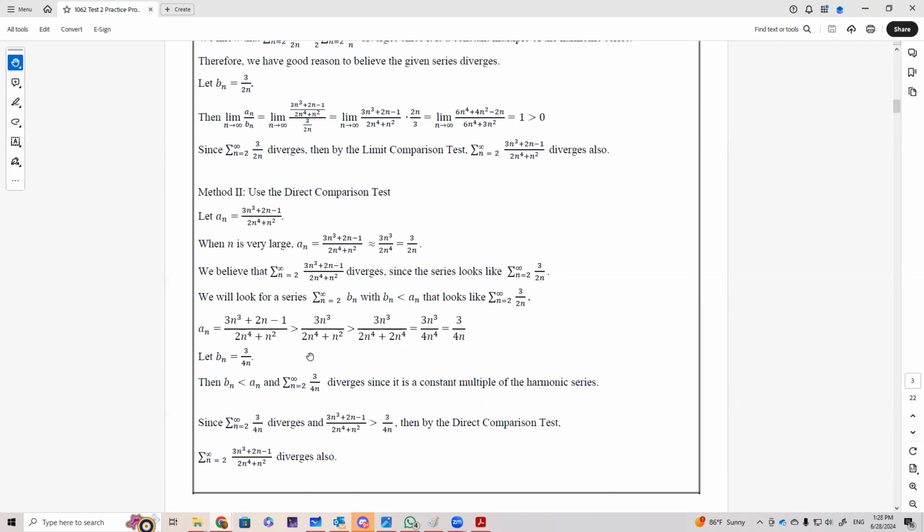But this step is much more complicated than the limit comparison. So I'd say, always go for limit comparison first. And then if you can't do it by limit comparison, then try with direct comparison. But direct comparison is a much harder test to use. I'm not saying it's not usable. I'm just saying it's much harder to use.